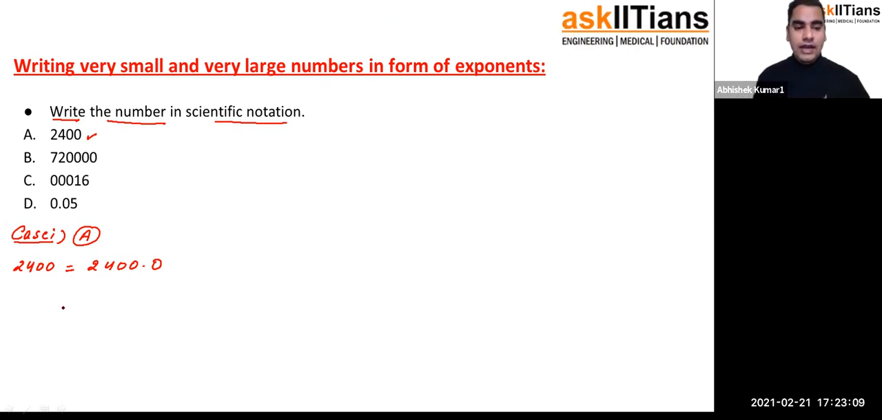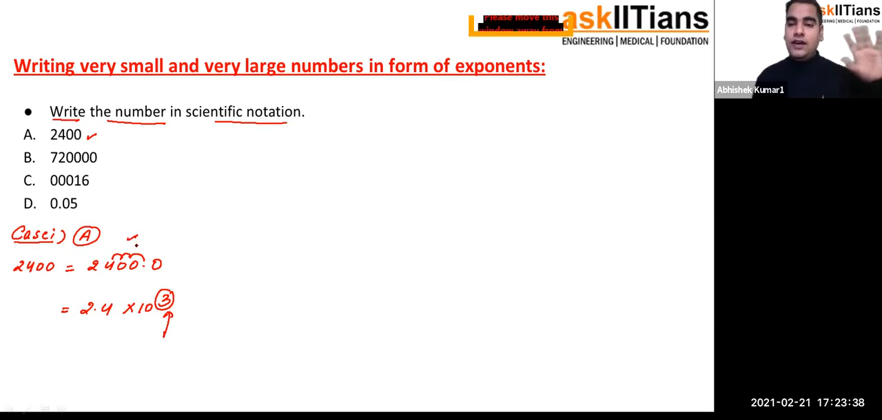So here I have to move this decimal by how many places? One place, two places, three places. Then only this decimal will come here. Because I have to move this decimal by three places, can we write it as 2.4 into 10 raised to the power 3? Why 3? This 3 that we got is the number of places the decimal has been moved on the left hand side. Is that clear? I'm writing here, that means the number of places the decimal has been moved.